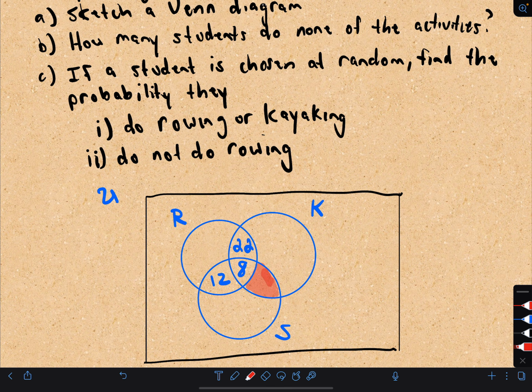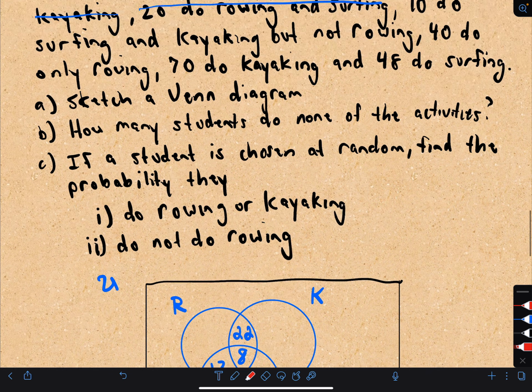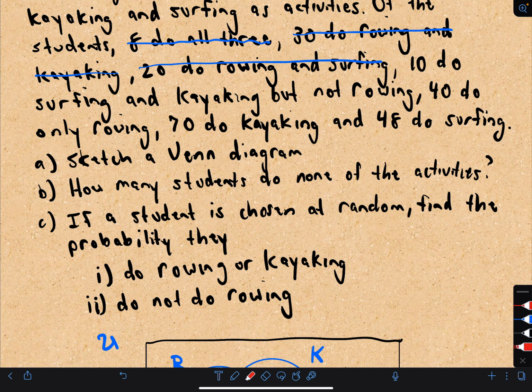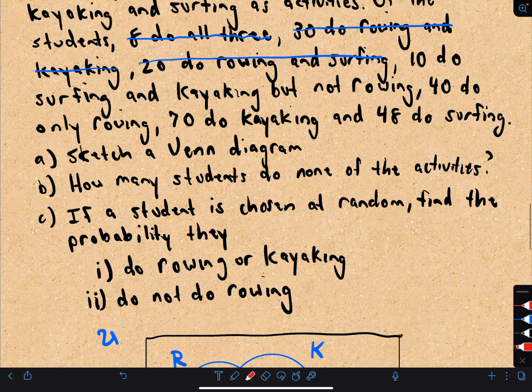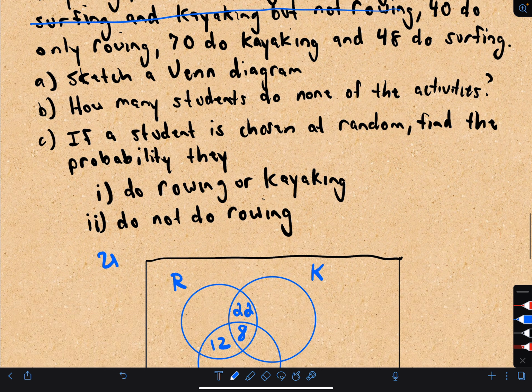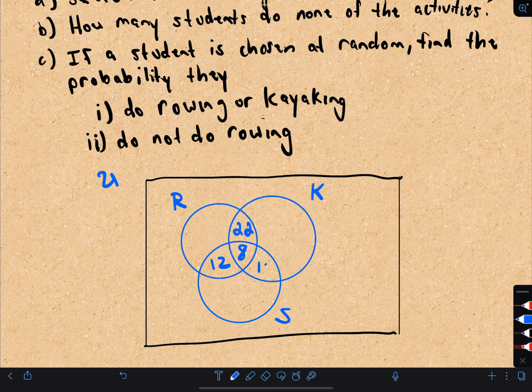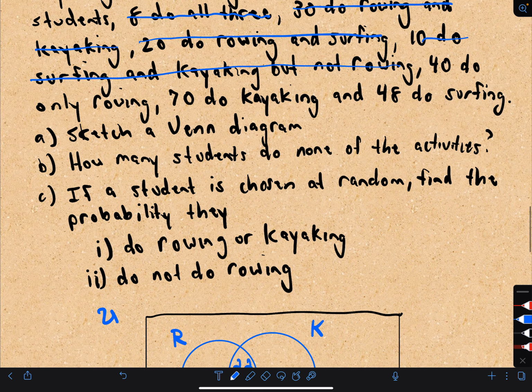So this little region that I have shaded here, those are the number of students that do surfing and kayaking, but not rowing. So it says that 10 of those students do that, so we'll label that as 10. So it's got to be in the surfing circle, the kayaking circle, but not the rowing circle. So I've got 10 students that do that. Let's see, what else do we have?